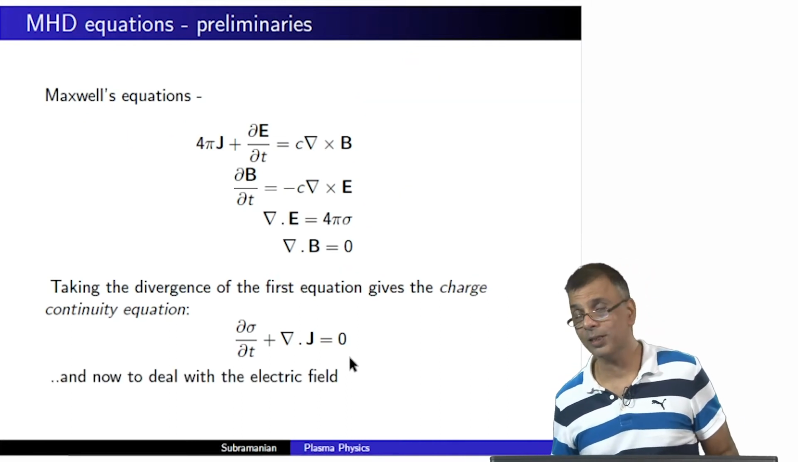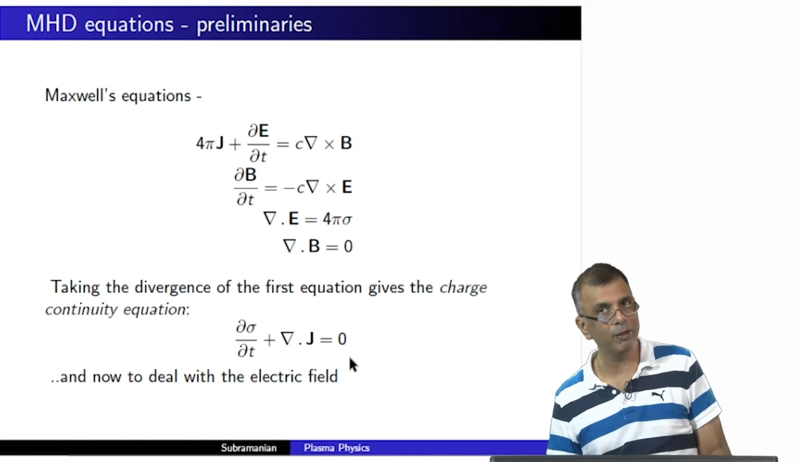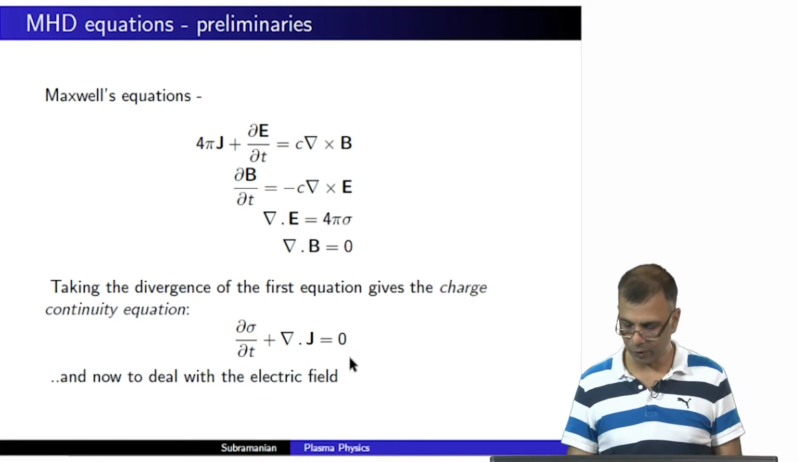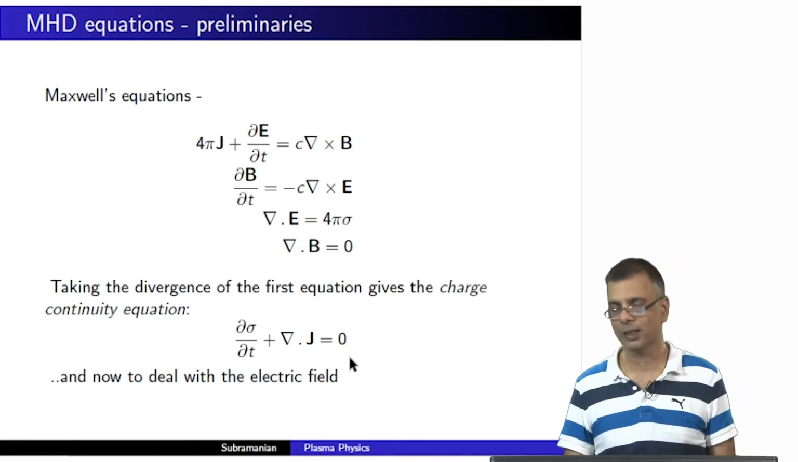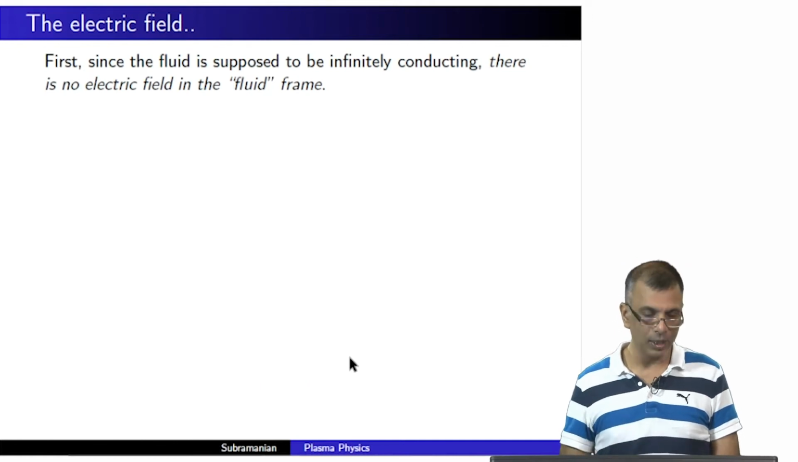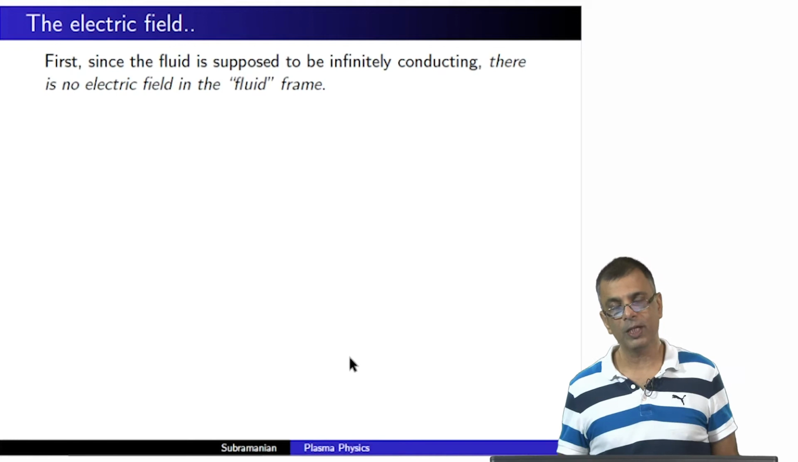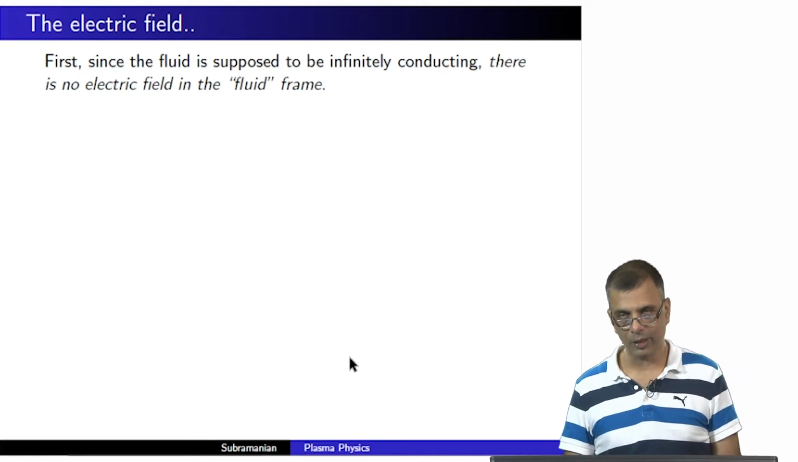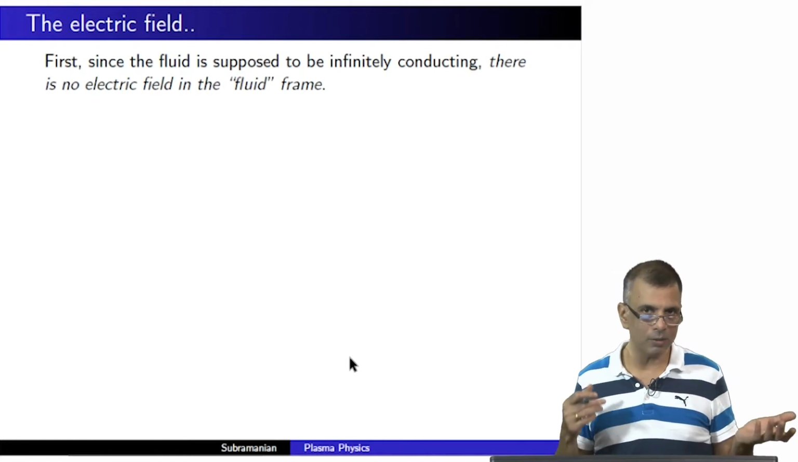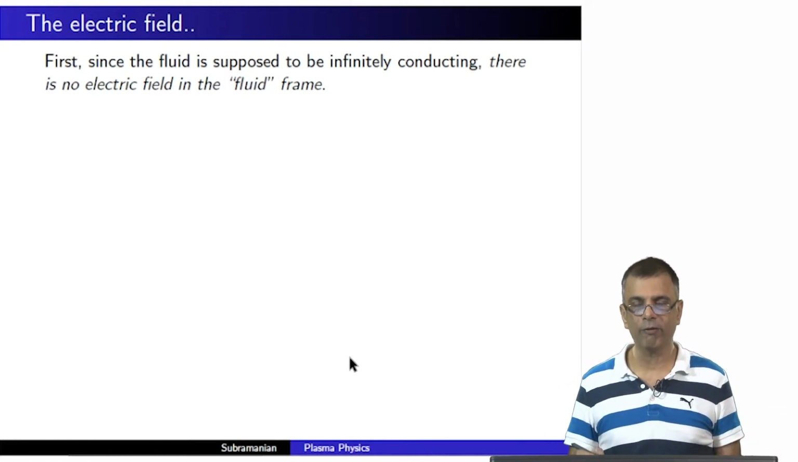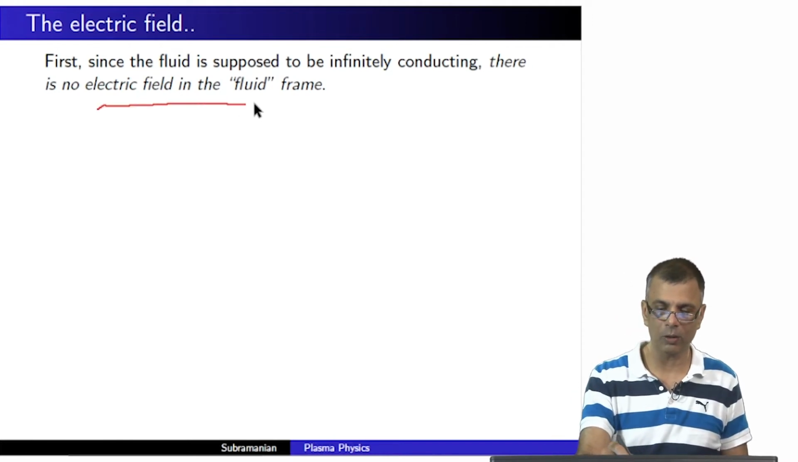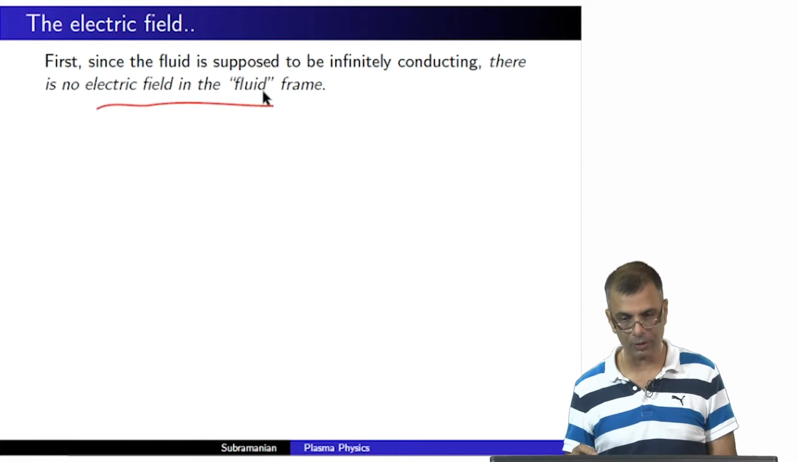Okay. So, that is one thing. And now to deal with that all important electric field. We made a big fuss about the electric field. Remember, we kept saying that the electric field in the fluid frame is equal to 0. So, let us deal with it. Okay. All right. So, firstly, the fluid is supposed to be infinitely conducting, right. The conductivity is infinite, therefore there is no way you can have an electric field inside of the fluid. There is no way you can have an electric field in the quote unquote fluid frame. That is not possible. Okay.